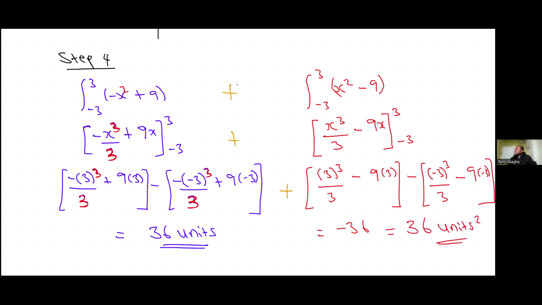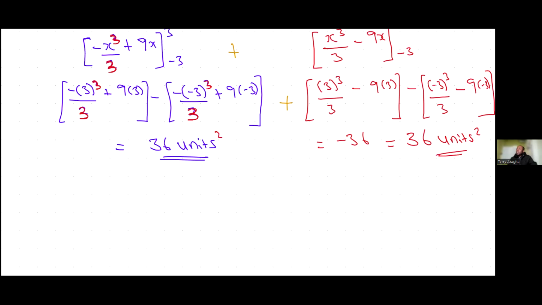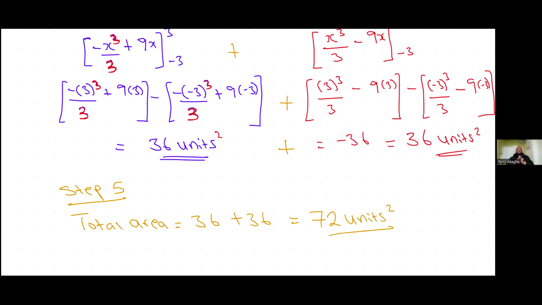Okay, units squared. Then when you're done with that, remember that to get the total area, you need to add both of them together. So step 5, the total area now. The total area you're going to get is going to become 36 plus 36, and that will give us what? 72 units squared. And that will be the answer for that. Okay, and that will be that for that.